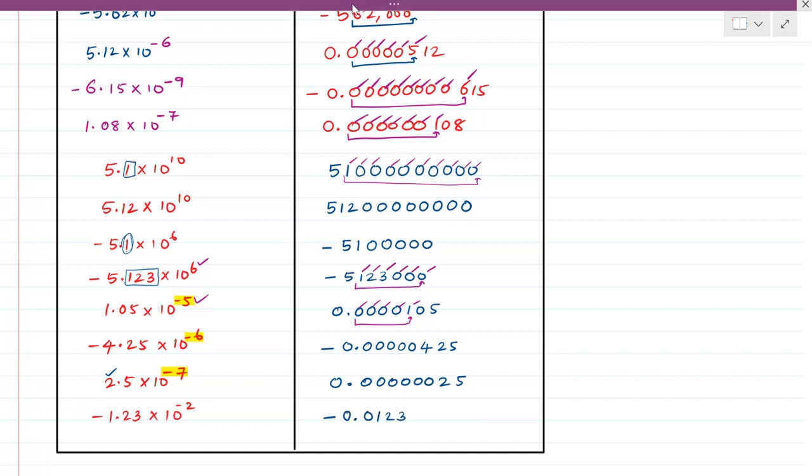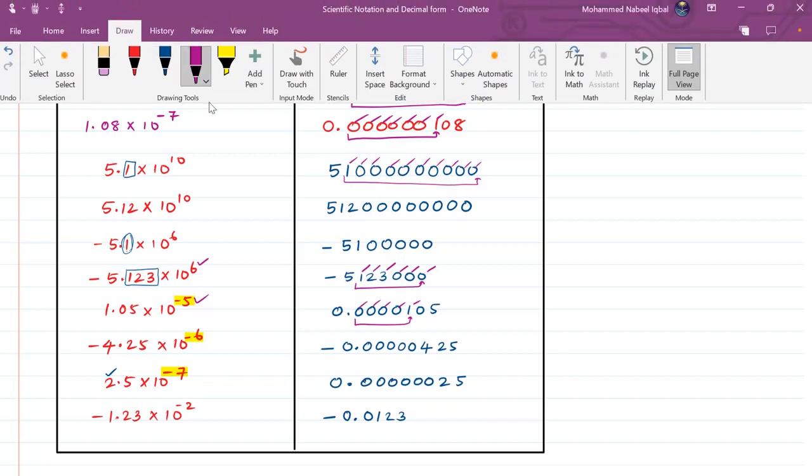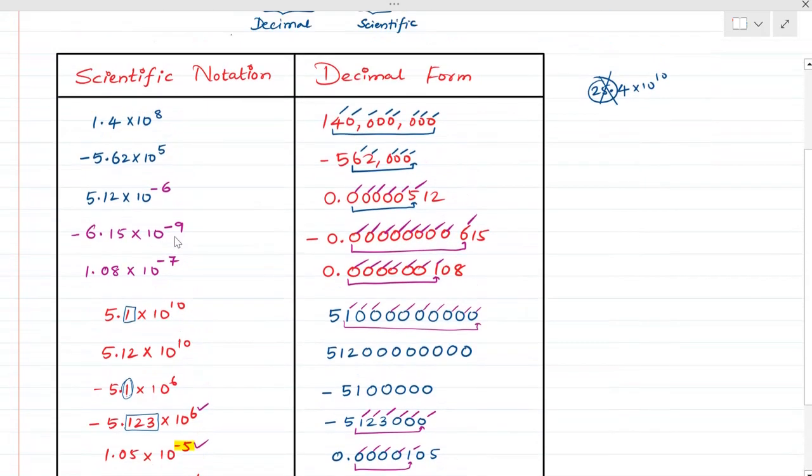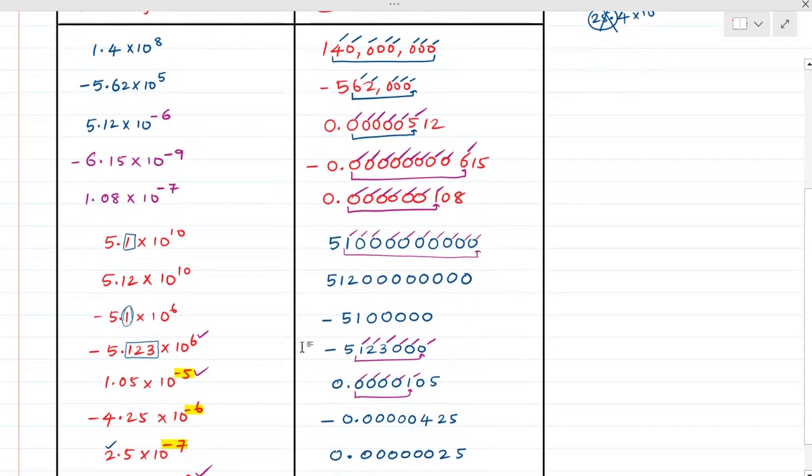0.0125. So if you want to check, you can check the reverse one. See here, I write it 1.25, 10 to the minus 2. Therefore it is minus 2. So this is the scientific to decimal, decimal to scientific. Thank you.